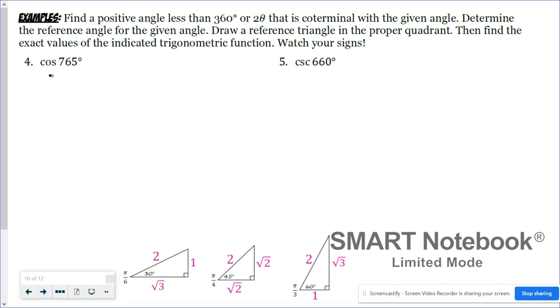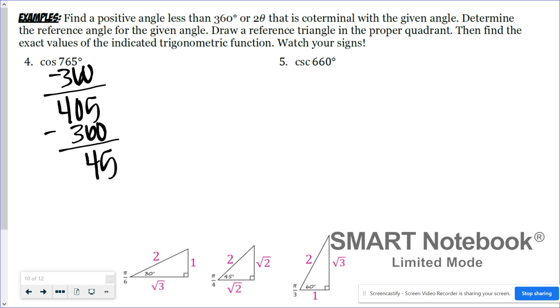And when I subtract 360, I'm going coterminal, I get 405. And that's still a little too big for me. So I'm going to subtract 360 again, because sometimes we have to go around more than once, right? And I get 45 degrees. So now I'm feeling good. 45 degrees is in quadrant 1. And quadrant 1 is perfect.